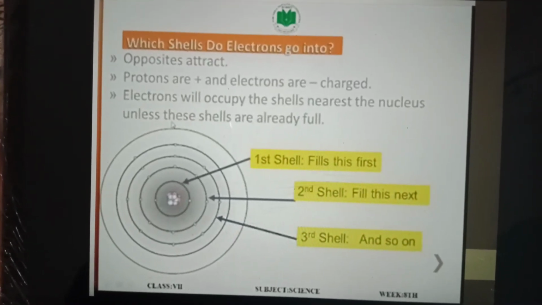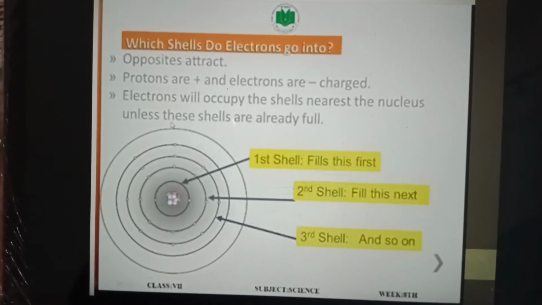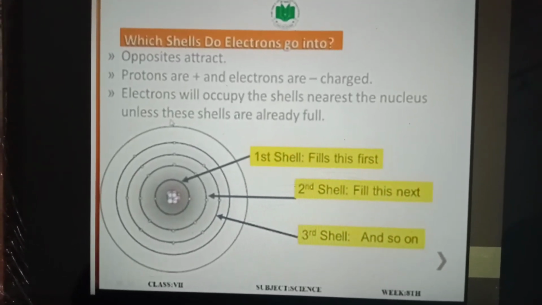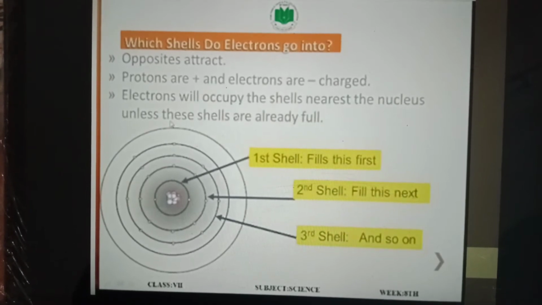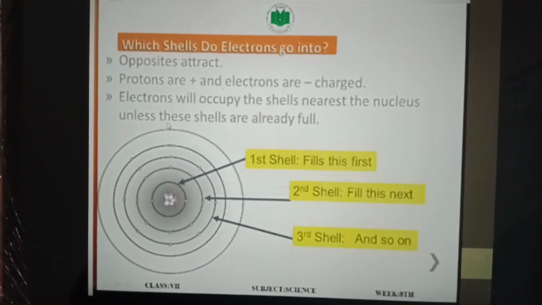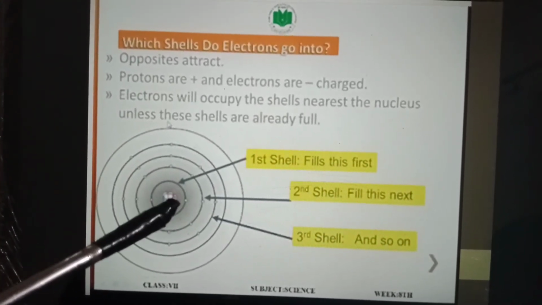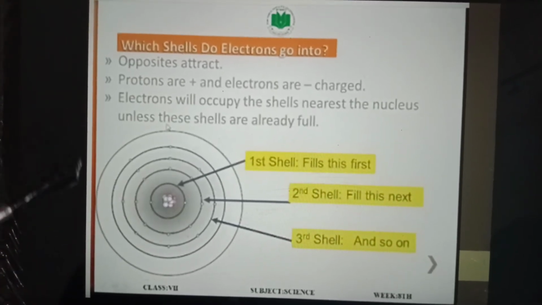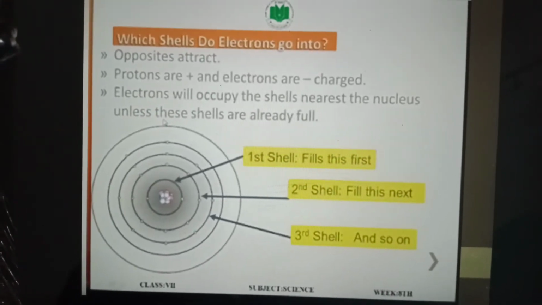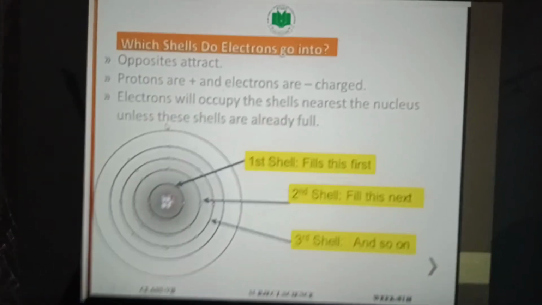Which shells do electrons go into? Opposites attract. Protons are positive and electrons are negatively charged. Electrons will occupy the shells nearest the nucleus unless these shells are already full. So it means that the first shell fills first, and the second shell fills next, and then the third shell and so on.